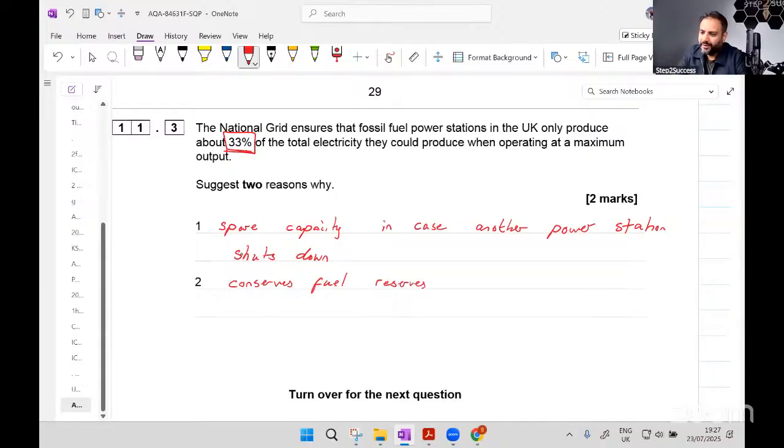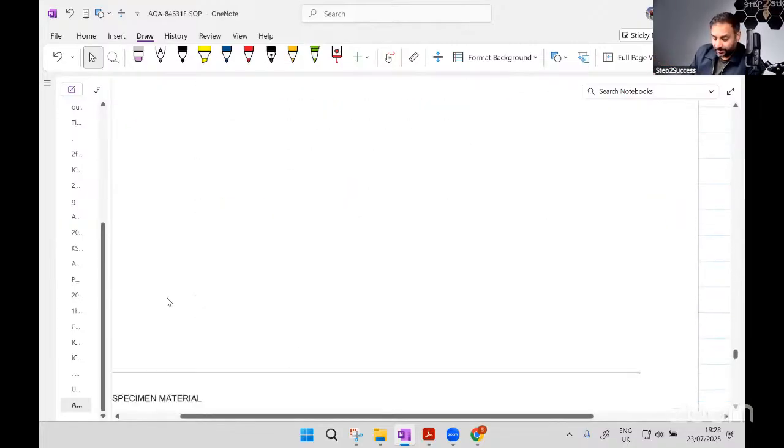You could also have said, to not make an unnecessary environmental impact. And also spare capacity to compensate for unreliable renewable resources. So we might be getting some electricity from wind, but as you know, it's not always windy. So we still have to get that electricity from somewhere, and being able to increase a power station's output is helpful.